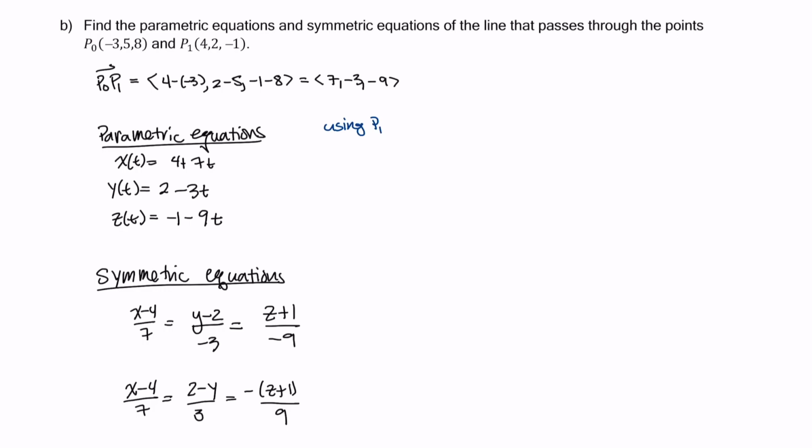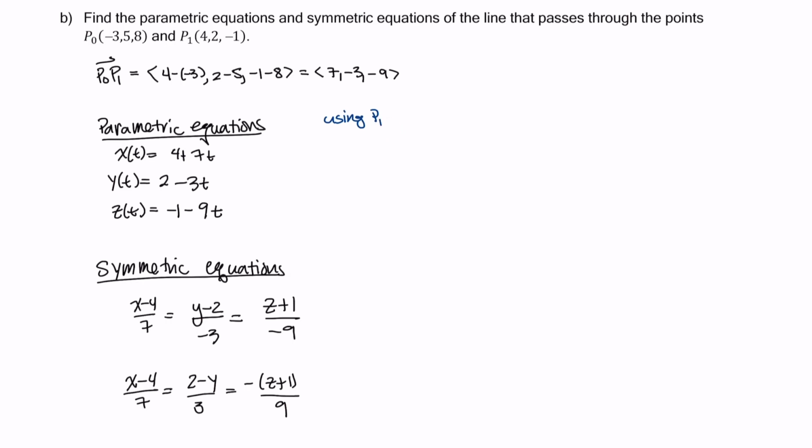You could have also used P naught and had different values here. If you had used P naught, you'd have a negative 3, a 5, and an 8. And similarly, this would be a plus 3, minus 5, and a negative 8 here.